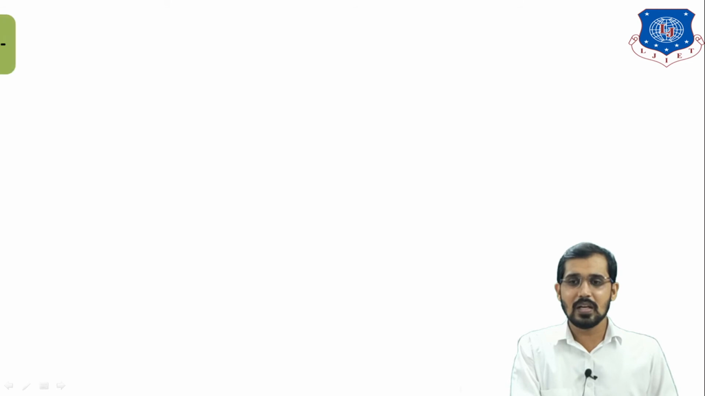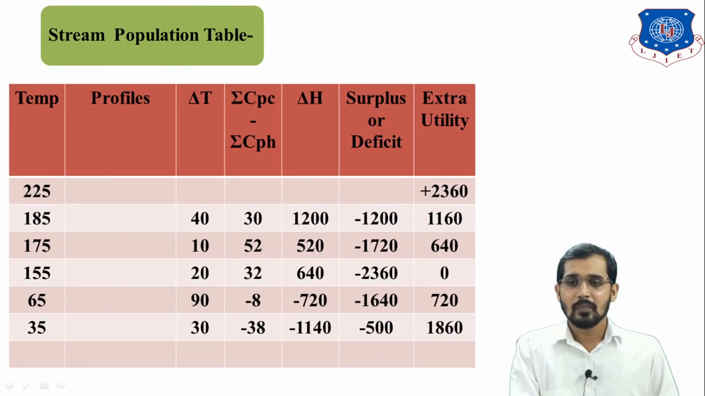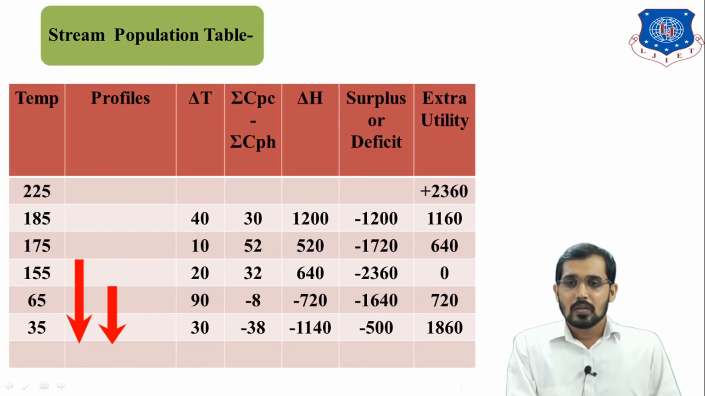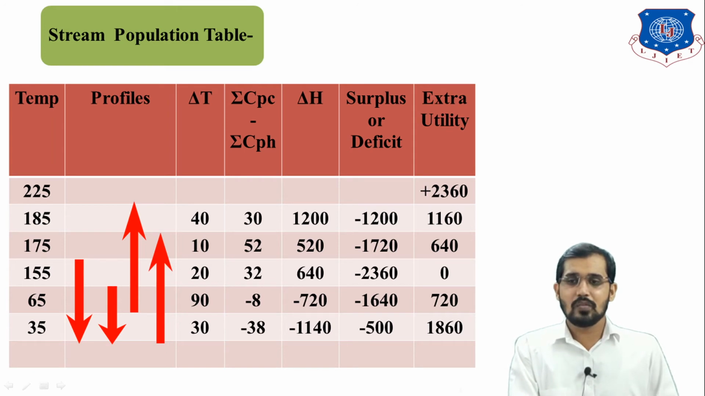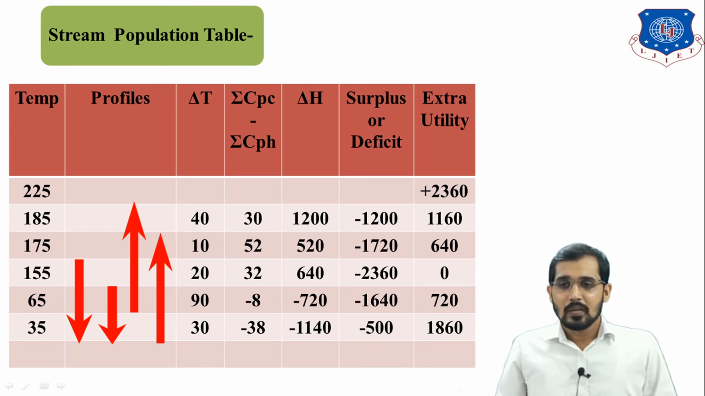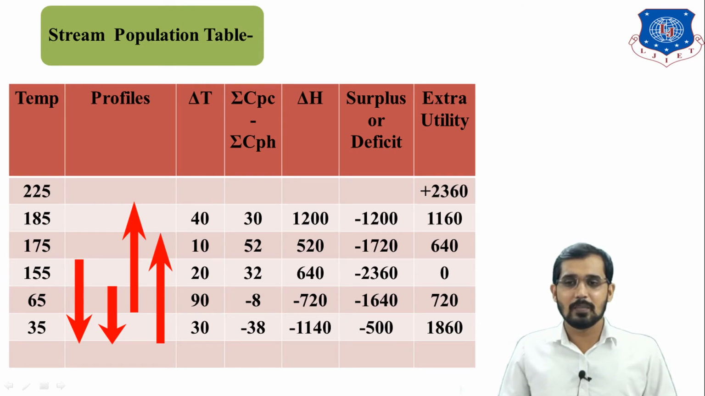So I am going to use this data directly. You can see here in the next slide, the summation of CPC minus CPH for the first stream is 30, because there is no hot stream available, that's why the summation of CPH is 0.